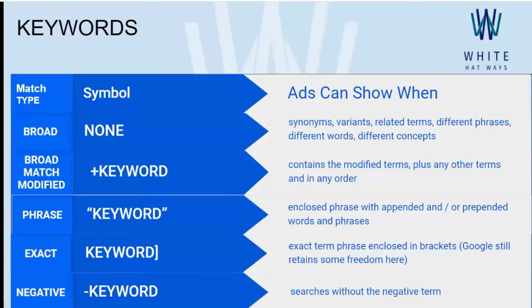Now let's come to the broad match modified. In the previous case, as you can see, the symbol is coming as none. What is none? That you don't have to use any symbol. They are not represented by any symbol. Whatever is the keyword, you just write it into the keyword box, and that is it in case of broad match.